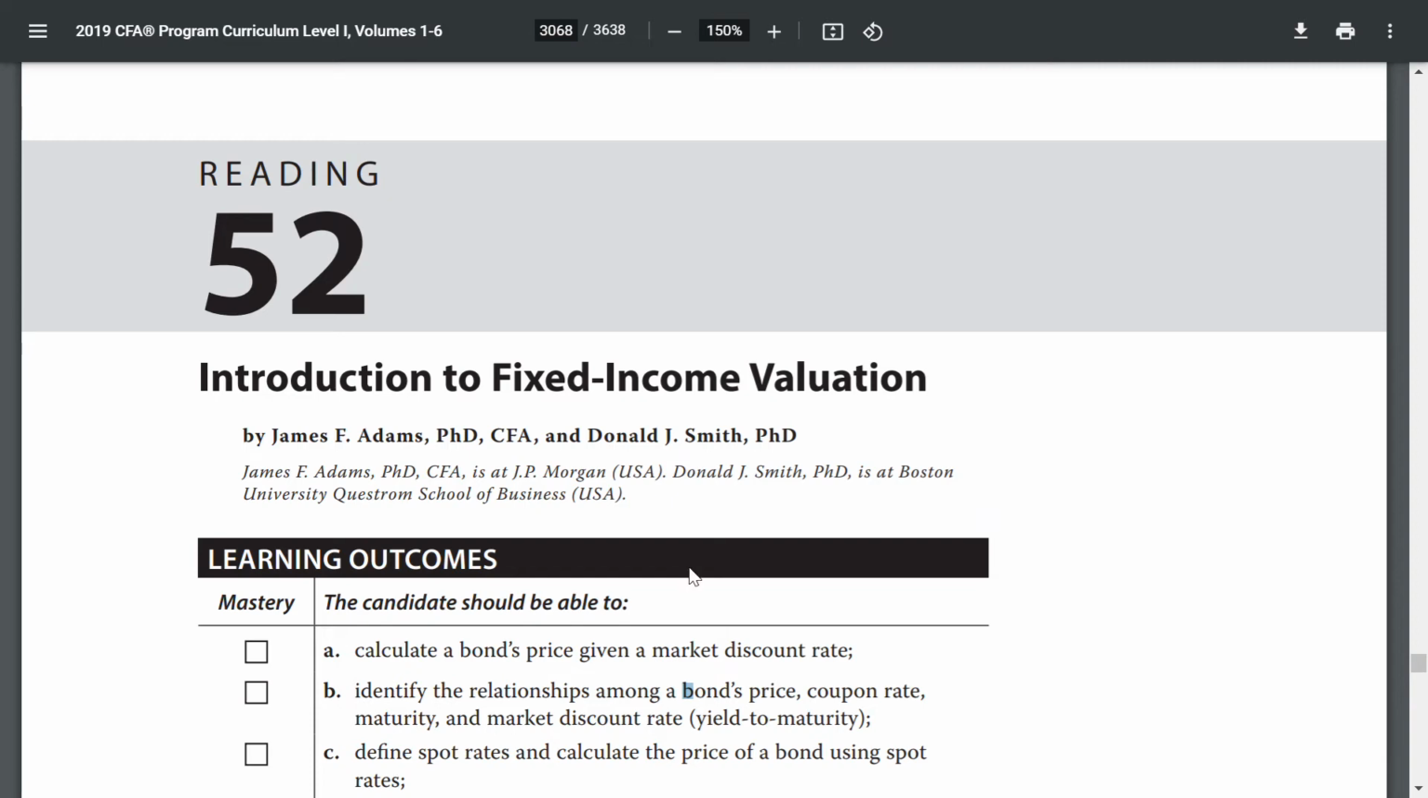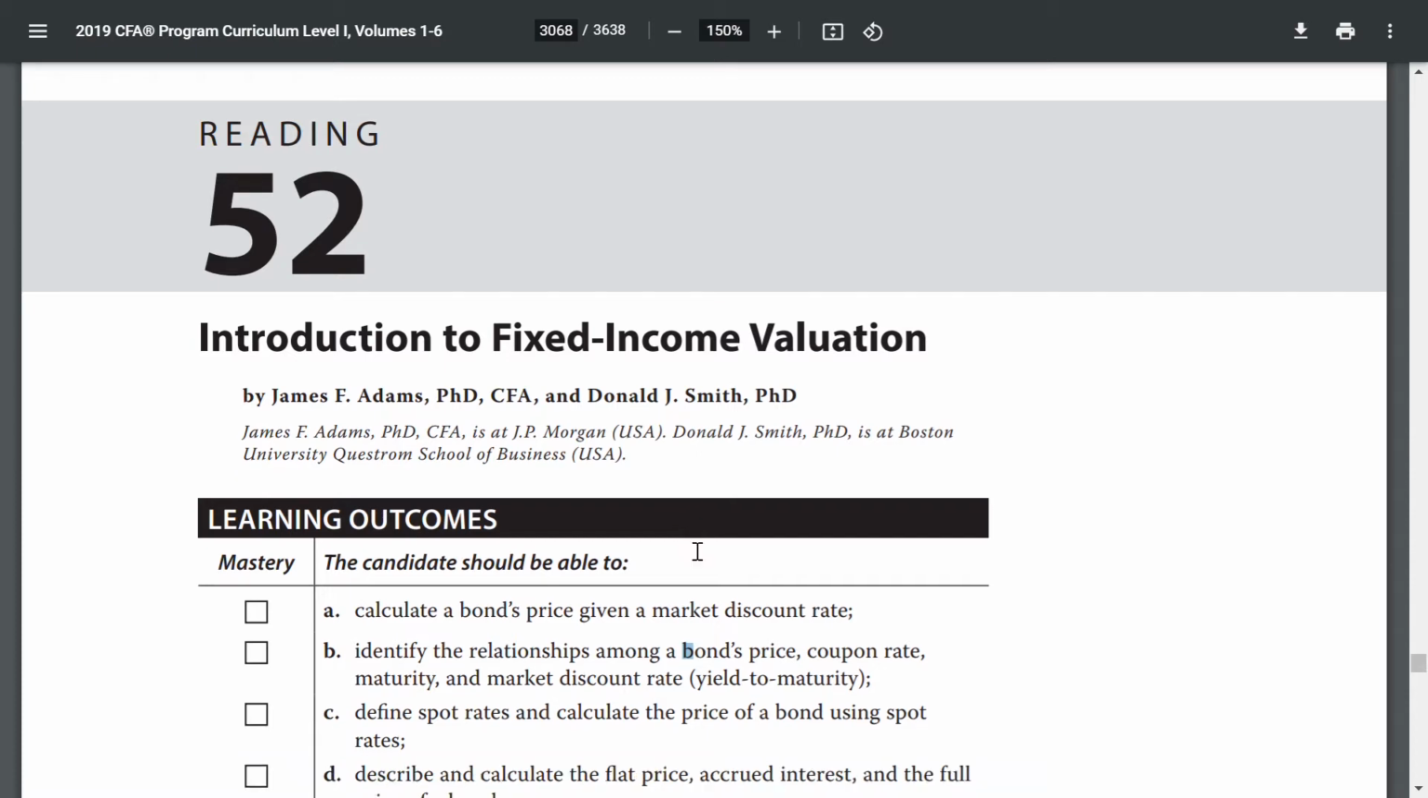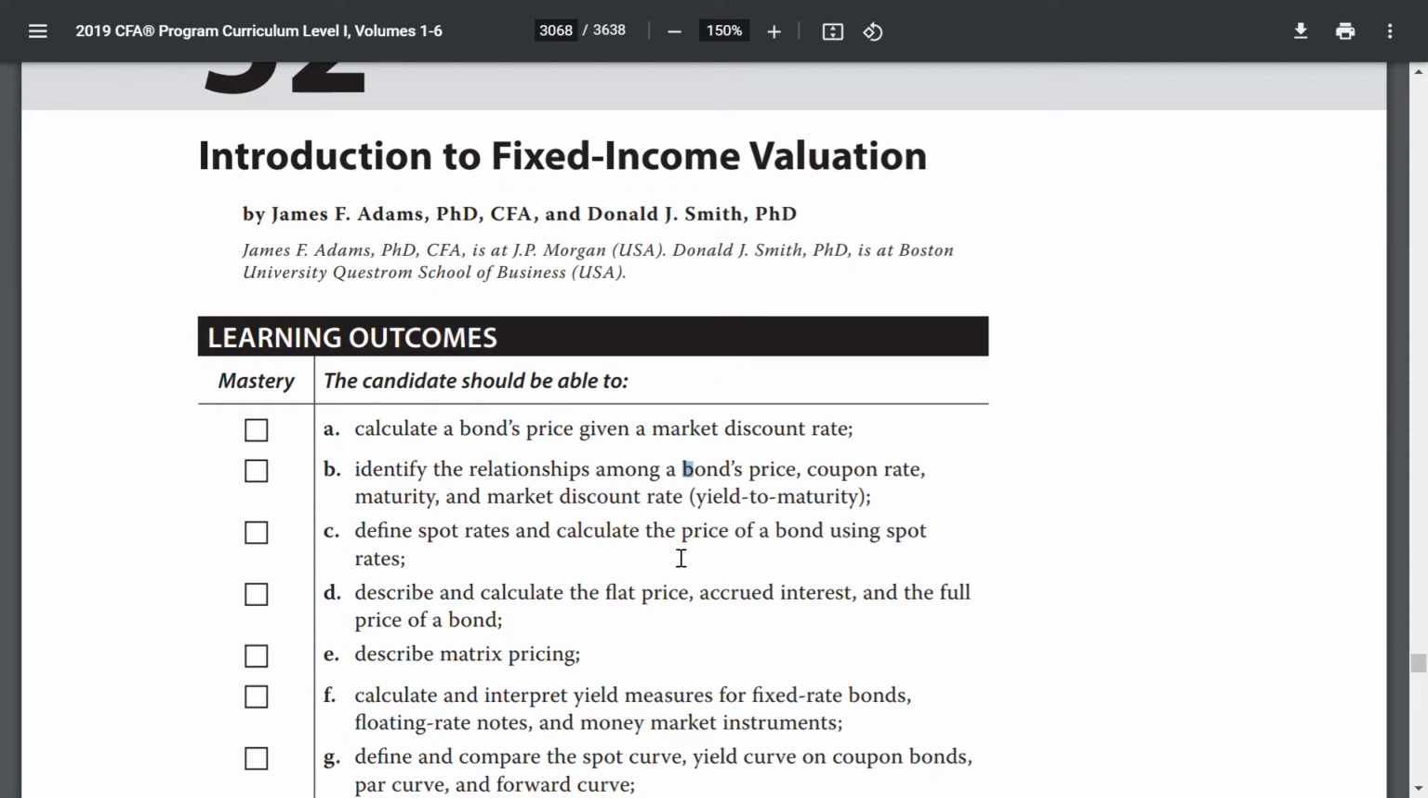Okay, Reading 52, Introduction to Fixed Income Valuation. Learning outcomes: The candidate should be able to calculate a bond's price given a market discount rate, and identify the relationship among the bond's price, coupon rate, maturity, and market discount rate. Define spot rates and calculate the price of a bond using spot rates.